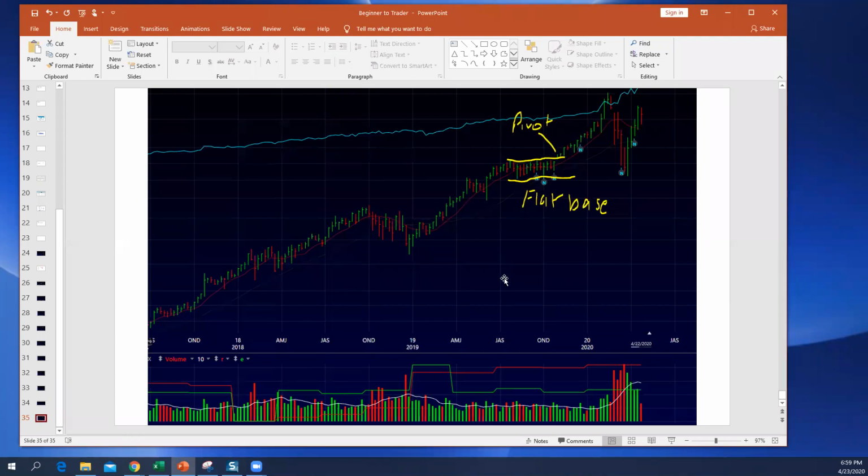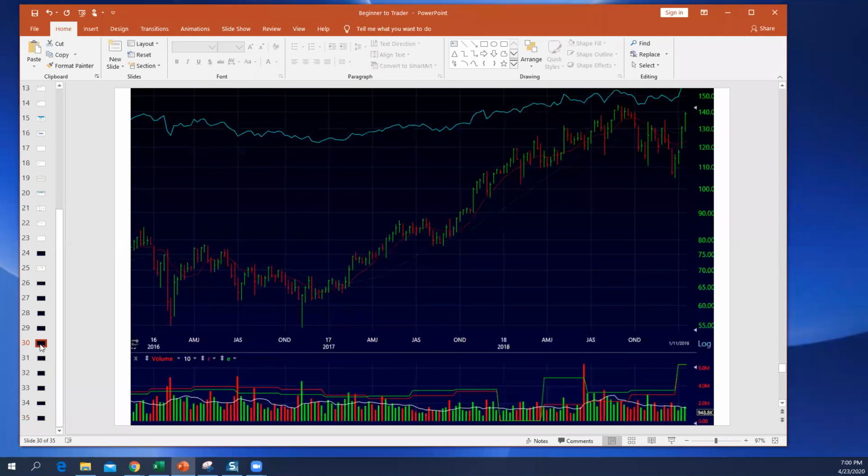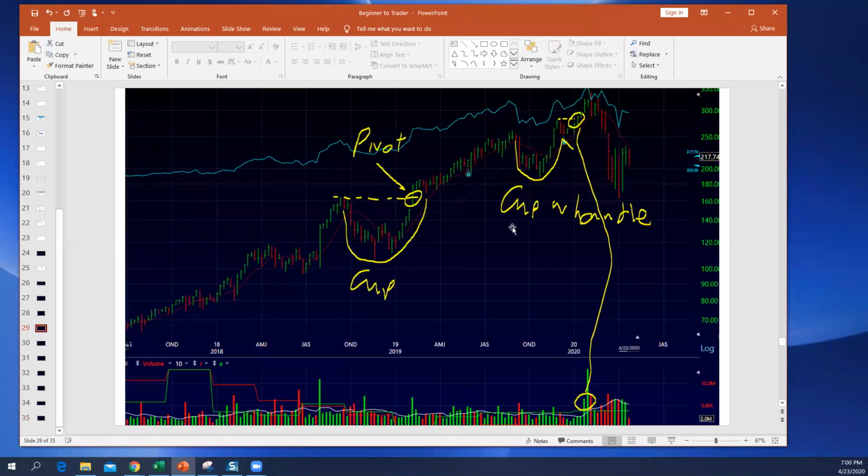So those are the three patterns, right? You got the flat base, you got the double bottom, and then you have the cups somewhere here. All right, I'm going to pause for a second because I hit you with a lot of info there.